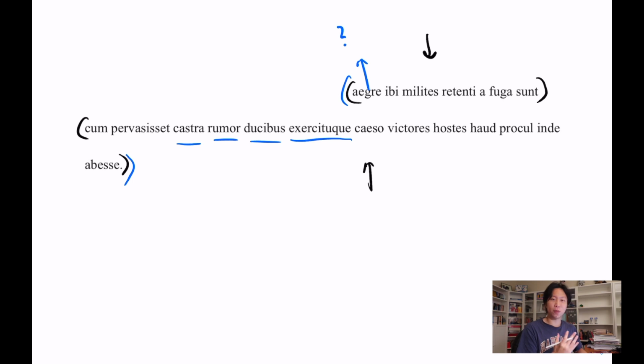And so there are a lot of possibilities here, but I'll leave that for now. And I'll try and complete the rest of the sentence. I don't jump to my dictionary. Okay, ibi I know means there, milites, retenti a fuga sunt. Retenti sunt stands out to me as a passive verb.